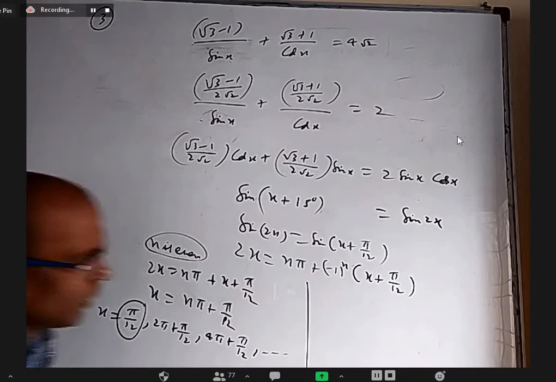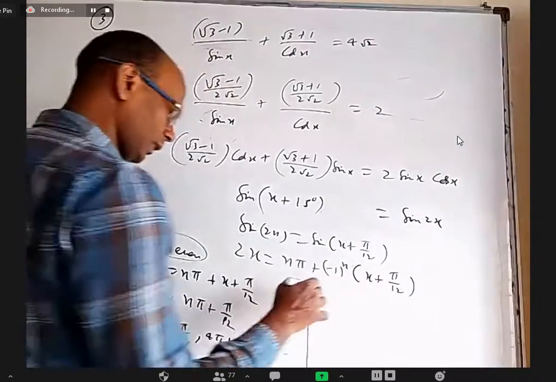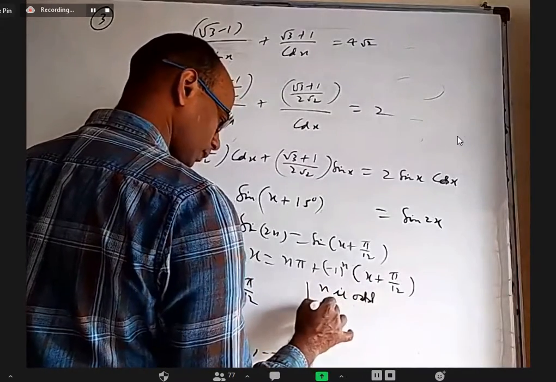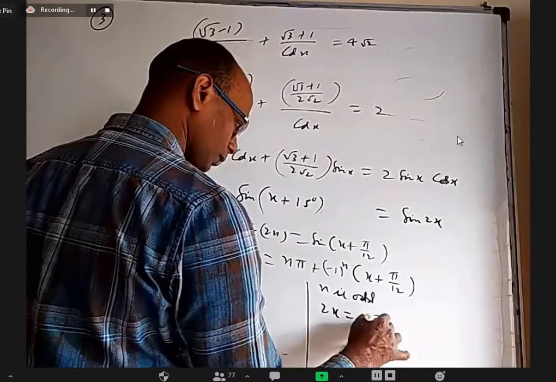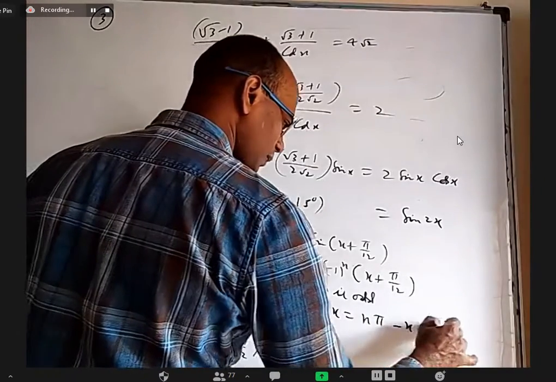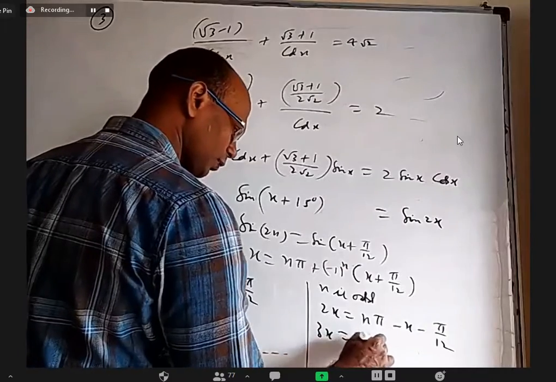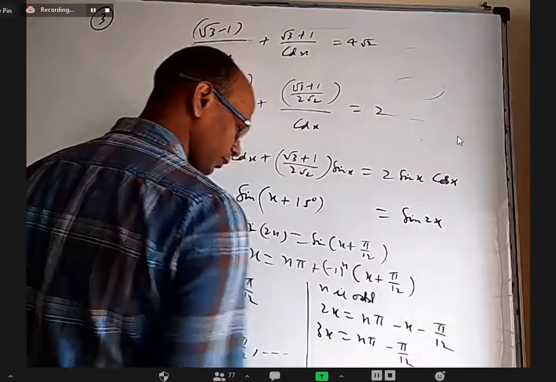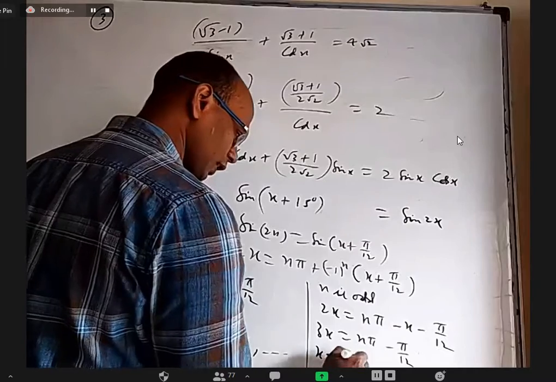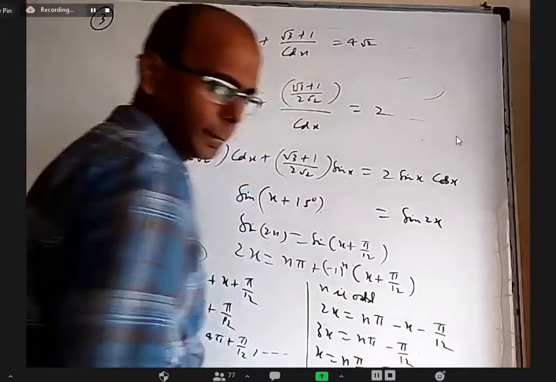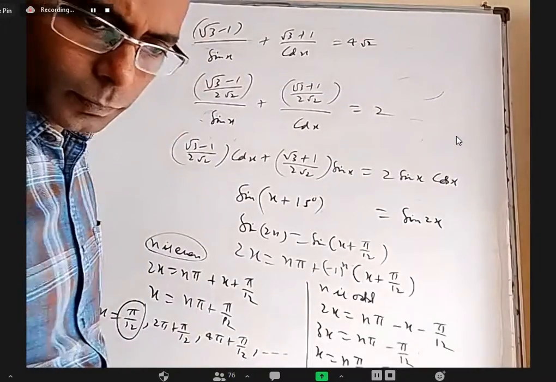Coming to this, when I take n is odd, 2x is equal to n pi minus x minus pi by 12. That is 3x is equal to n pi minus pi by 12. X is equal to n into pi by 3 minus pi by 36. Sorry, you cannot see there.